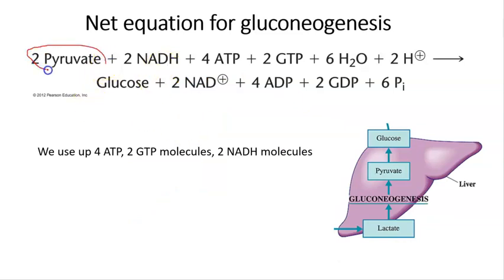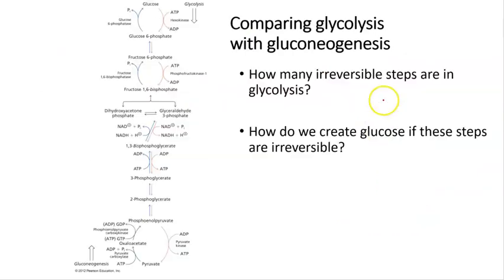Ultimately, we're going to go backwards. We're going to take 2 pyruvate molecules and make 1 glucose molecule. We'll talk about some of the energetics and how many of these different molecules we make at the end of this section. But if we compare glycolysis with gluconeogenesis, there are different steps that are really important. This is one step, and we have another step here and another step here.